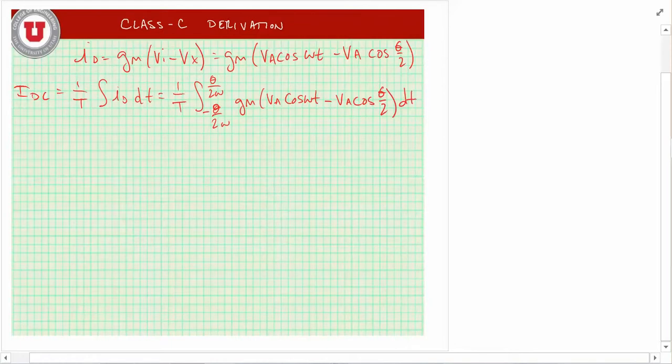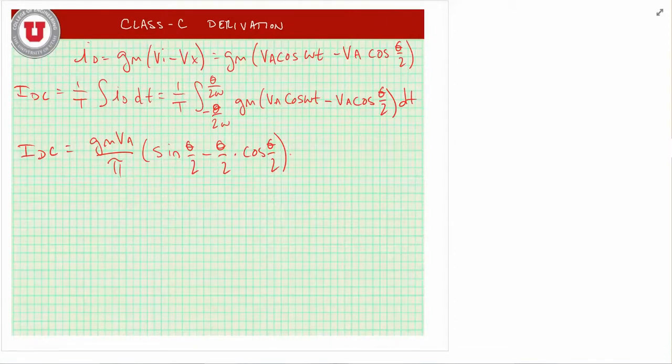Okay, and if we use our calculus to finish this integral, we can show that IDC is equal to GM times VA divided by pi times (sine of theta over 2 minus theta over 2 times cosine of theta over 2). And if theta is constant, the DC current is linearly proportional to VA.